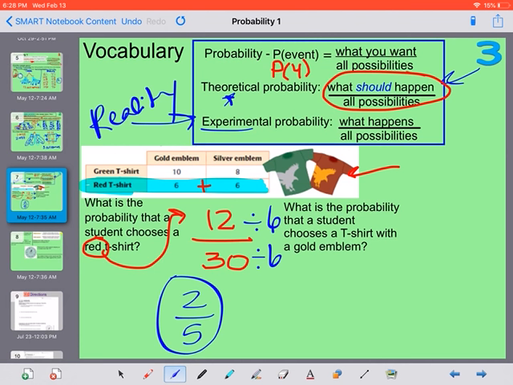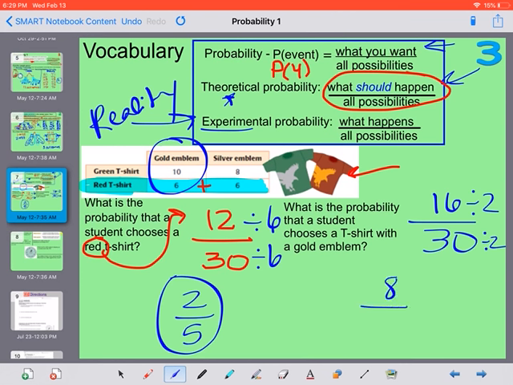Next, it asks, what's the probability that a student chooses a t-shirt with a gold emblem? So gold emblems we have right here. 6 plus 10 is 16. That's the probability that we want out of the total. There's still 30 total possibilities. So 16 out of 30, I'm going to divide by 2 this time. That gives us 8 out of 15. I can't simplify any further. So a probability, always written as a fraction, is 8 out of 15.